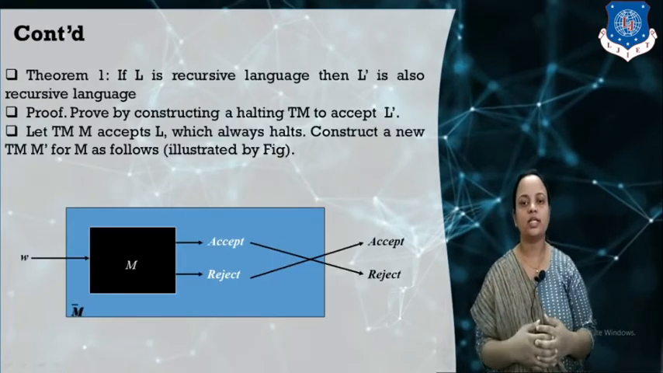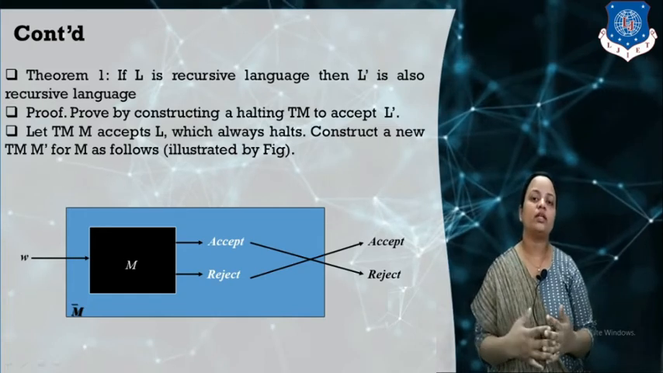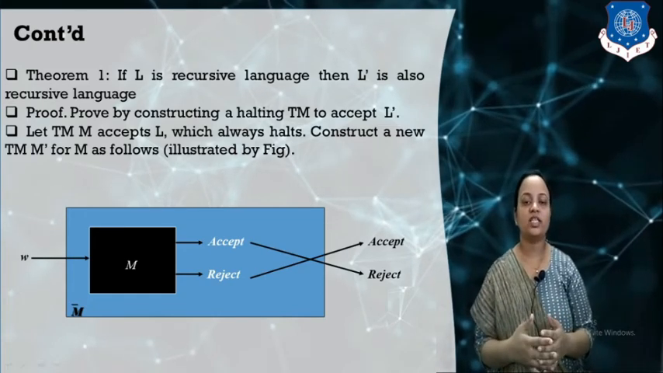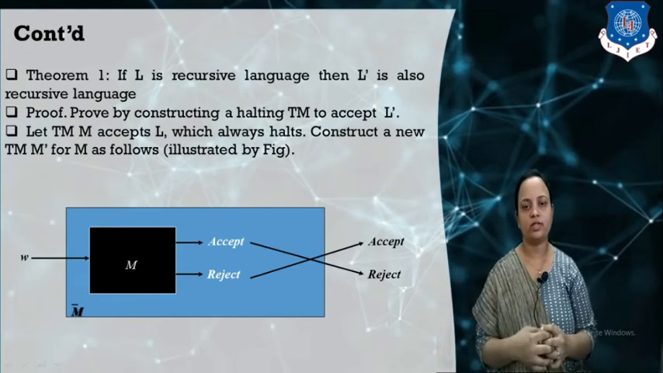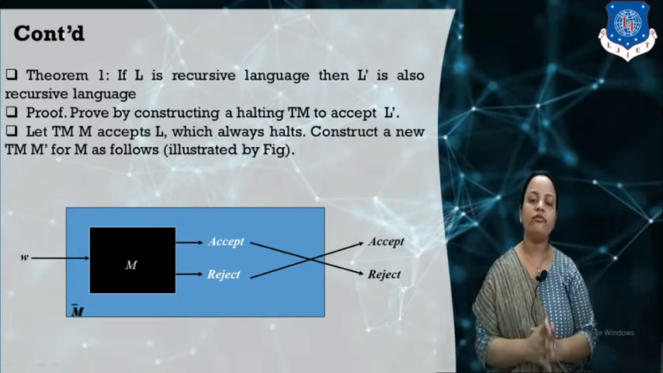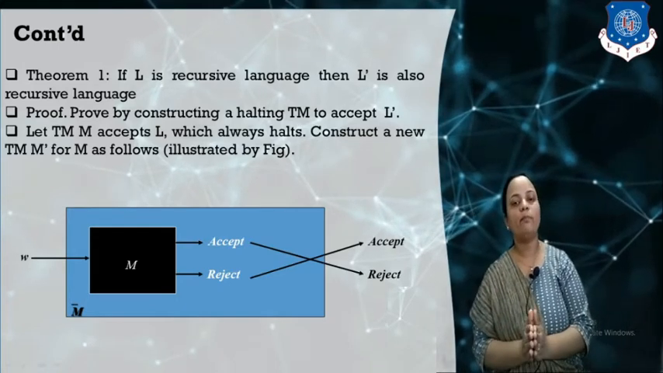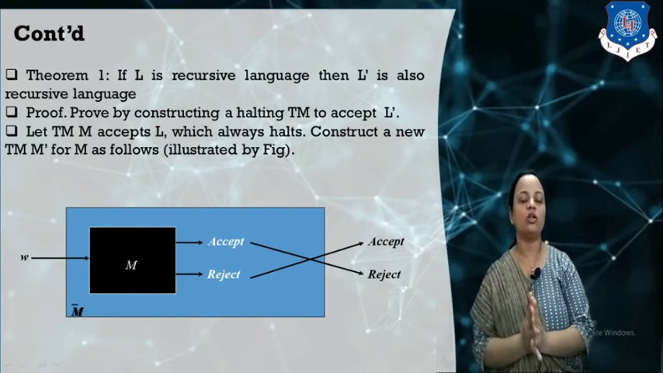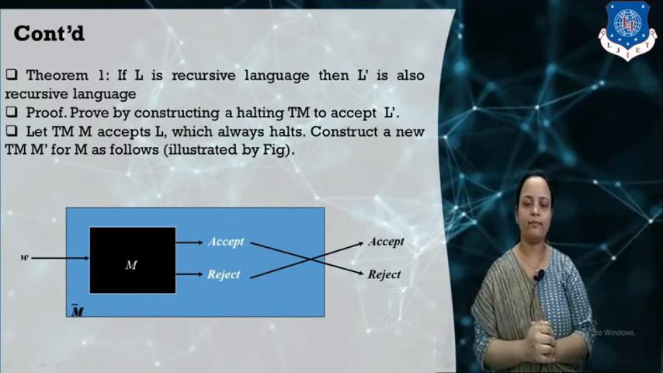Now we are discussing some of the theorems, which we can say are the properties of recursive languages and some of the properties of recursively enumerable languages. The first theorem says that if L is a recursive language, then its complement L dash is also a recursive language. Let us understand this concept by using the proof.